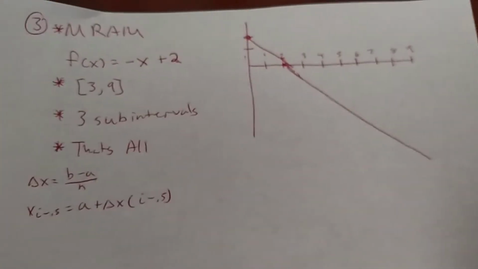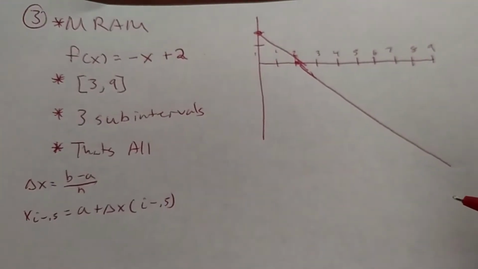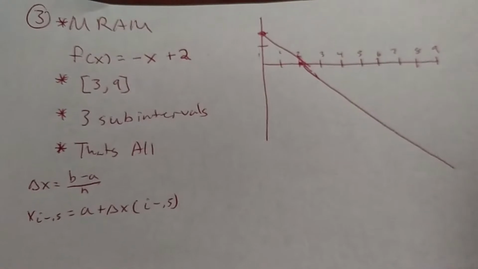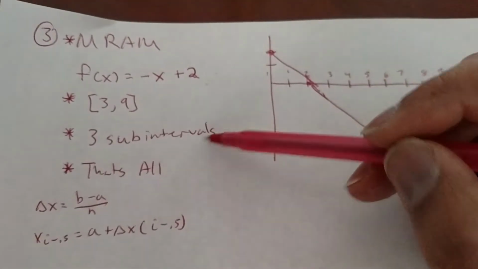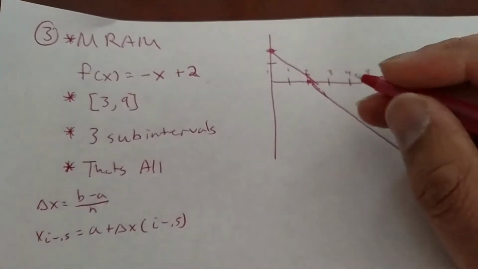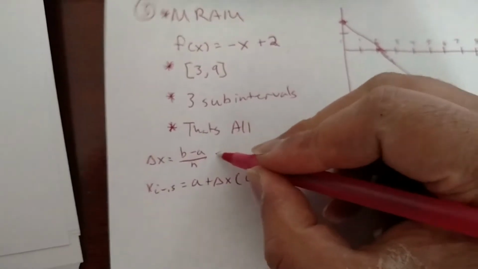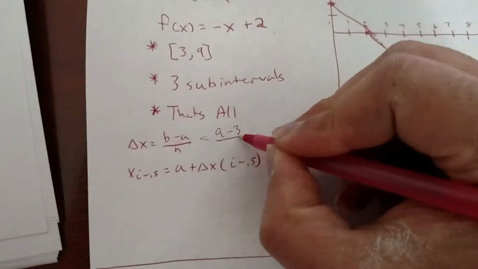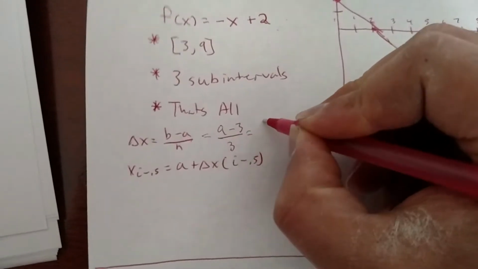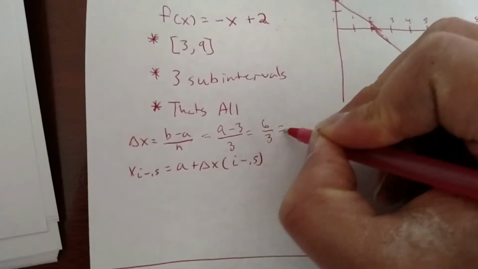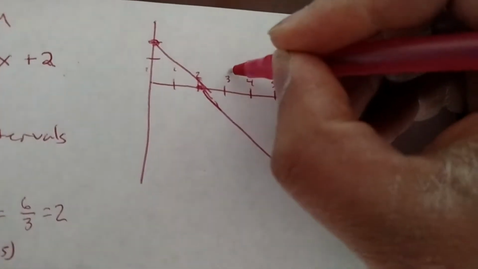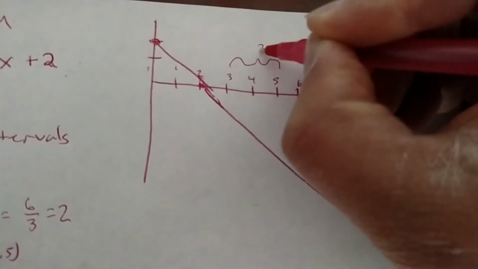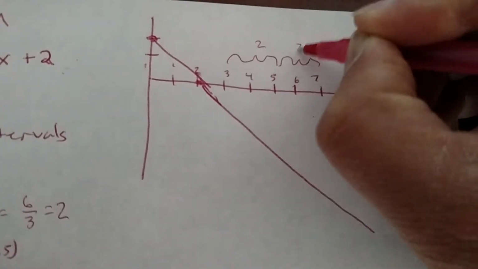Number 3 in our notes is a review of Riemann sums with all the formulas. Given information: you've got an MRAM, here's the formula, from 3 to 9 with 3 subintervals. That means my delta x is going to be 9 minus 3 over 3, which is 6 over 3, which is 2. So each of these rectangles from 3 to 9 is going to be 2 in width.